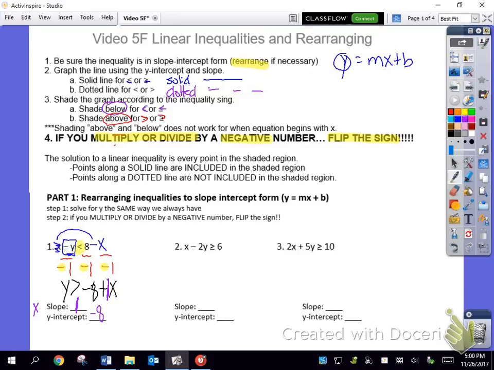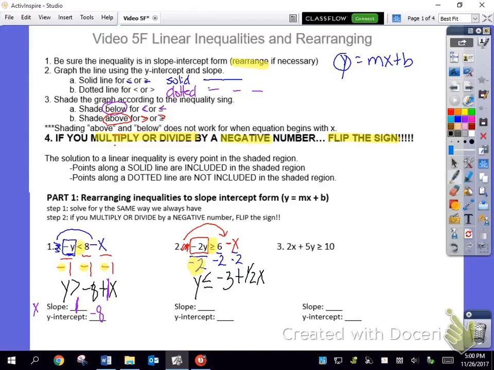On the next one, so I'm going to box this negative 2y. You always look at the sign in front. Move x to the other side, that becomes a negative x. Okay? That is a negative 2y, so I need to divide everything by negative 2. You divide by what's in front. Since I'm dividing by a negative, that flips. So y is less than or equal to negative 3 plus 1/2 x.